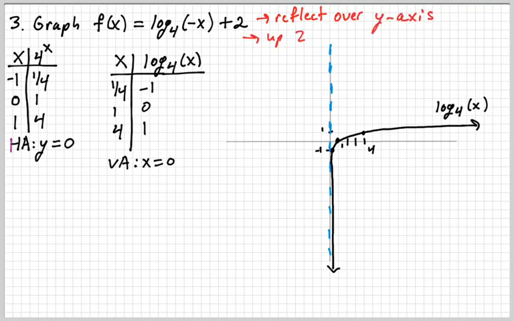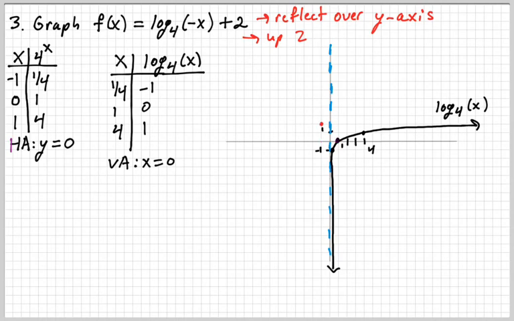And then we have the plus 2 on the outside, which is going to go up 2. So what's going to happen is we're going to reflect over the y-axis and go up 2. That's not going to affect our vertical asymptote here. So let's start at this point here, reflect, reflect and then up 2.